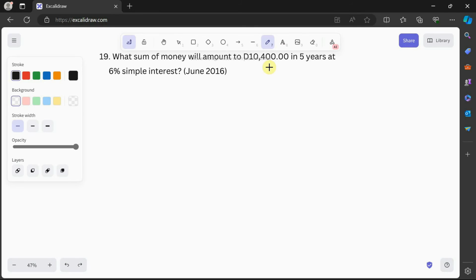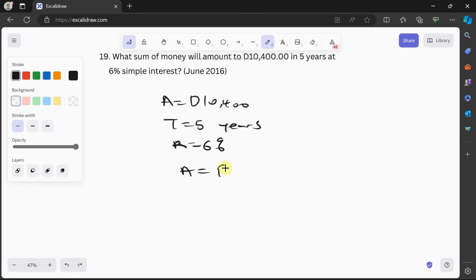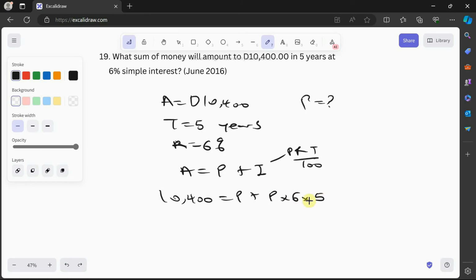It says what sum of money will amount to, so that means the A here is 10,400. The T here is 5 years. The rate here is 6%. What do we know? We know that A is equal to principal plus interest, right? We don't know what the principal is, and that's what they said we should find, which is P. So this is 10,400 is equal to P plus, the interest formula is PRT all over 100. So I'll just substitute. That will be P times the R is 6 times the T is 5, all over 100. So this is P plus 6 times 5 is 30, so that is 30P all over 100.